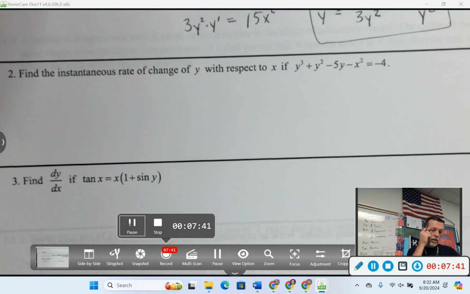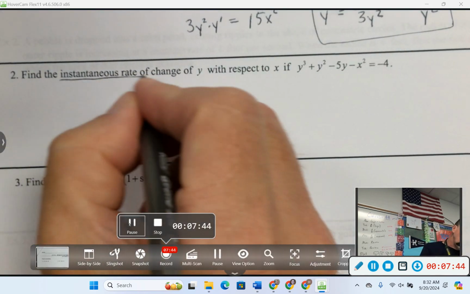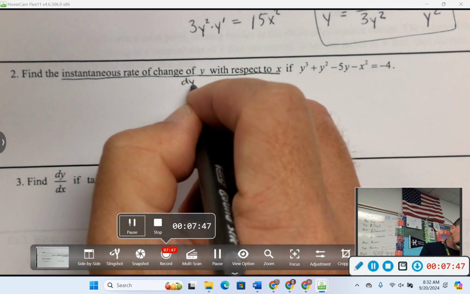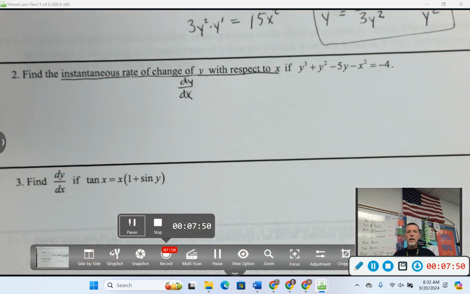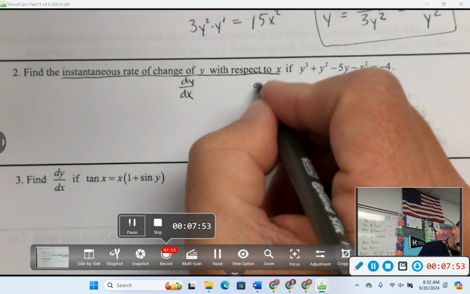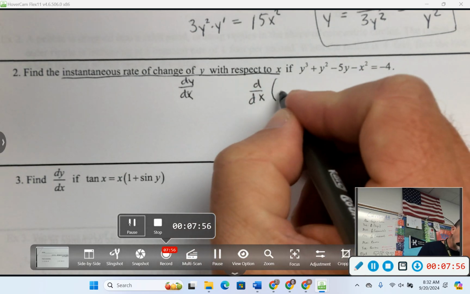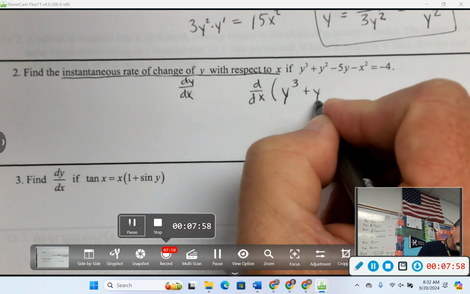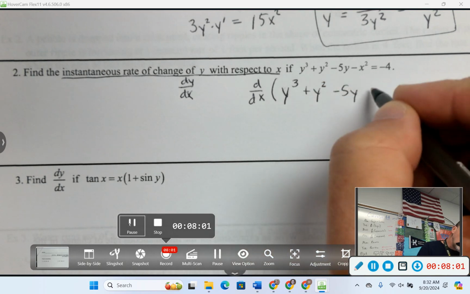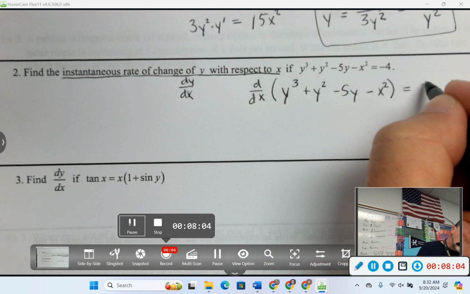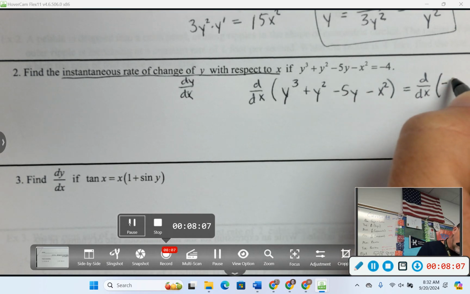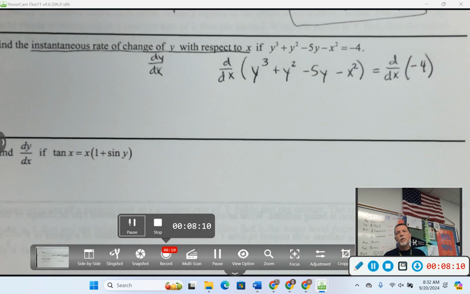Number 2, find the instantaneous rate of change of y with respect to x, meaning dy dx, if, and then this equation. So I'm going to take, this is the last time I'm going to do this, the derivative of both sides, so d dx of y cubed plus y squared minus 5y minus x squared equals the derivative of negative 4. Again, after this one, I'm not writing that step. You probably won't ever write that step again. But I don't want us to lose sight of the fact that that's what we're doing.